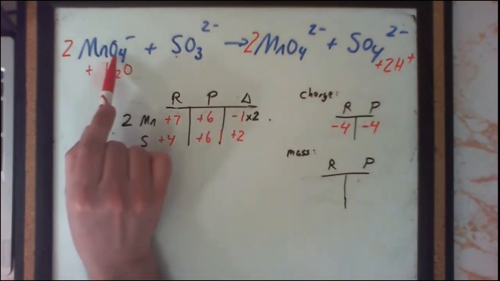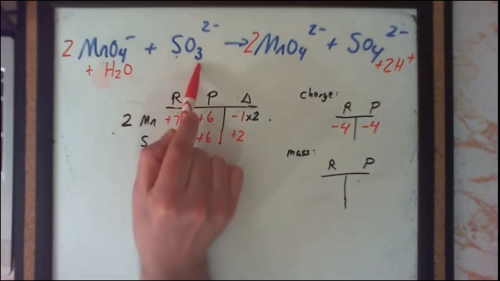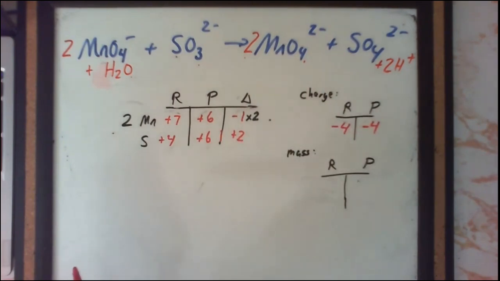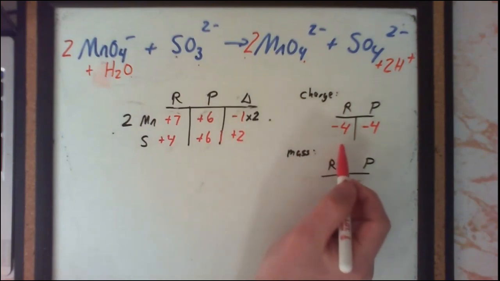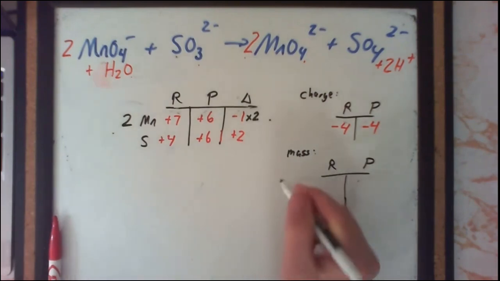So we have 8 oxygens, plus 1 is 9, plus 3 is 12, which does in fact match. 2 times 4 is 8, plus 4 is 12. So we want to make sure that's the last step. We have a balanced reaction, and we want to make sure it's both charge balanced and mass balanced. We've already proven it's charge balanced. And just to double check, make sure it is in fact still mass balanced.